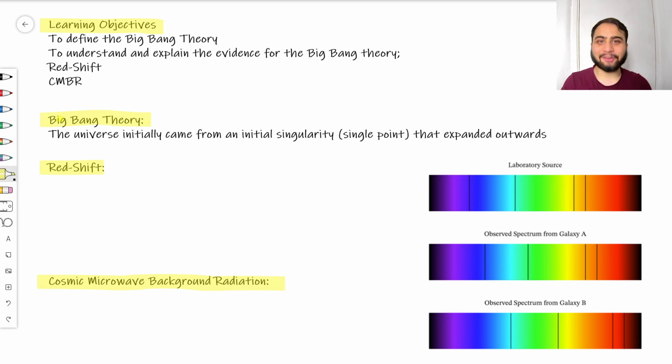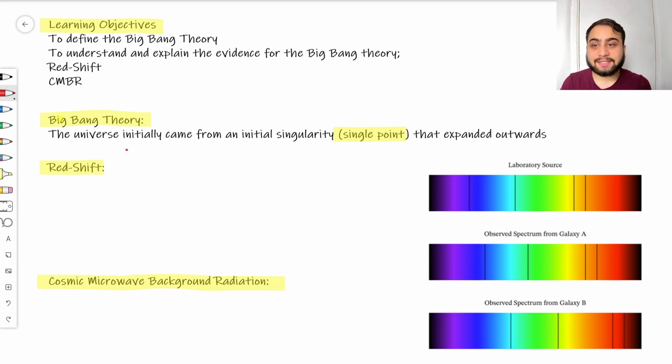Okay, now I have a lot on the screen here, but don't worry, by the end of this video you're going to understand everything that's here. So straight away you need to understand something called the Big Bang Theory. This is the theory that scientists generally accept now for what actually created the universe around us, right? It really tells us that the universe initially came from an initial singularity. That's just a fancy physics way of saying a single point, right? That expanded outwards. Okay, so the Big Bang Theory really tells us that first there was nothing.